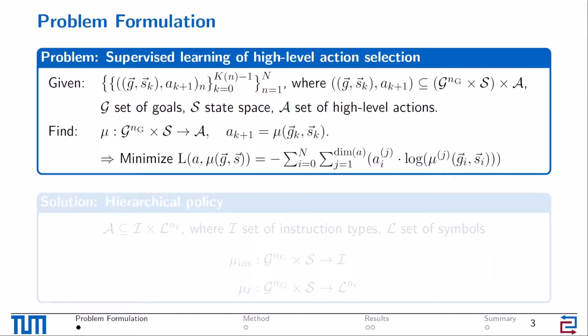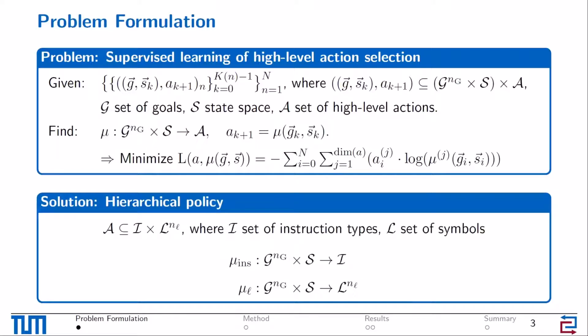More specifically, we solve a supervised learning problem, given a dataset where the input consists of the objective, which is a sequence of goals, and the state, and the output is the next high-level action. We want to find an input-output mapping such that the cross-entropy loss function is minimized.